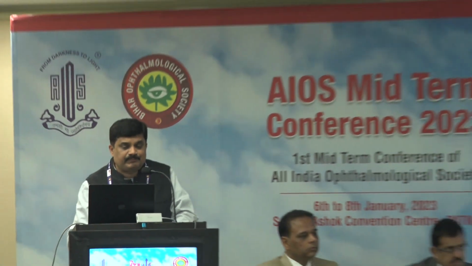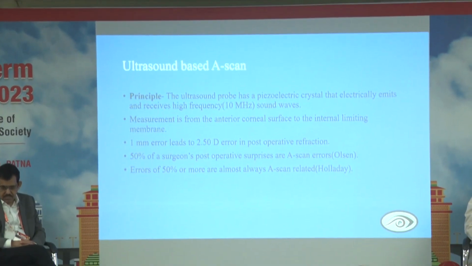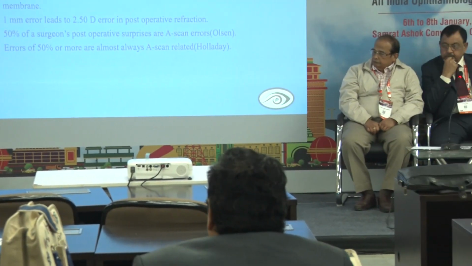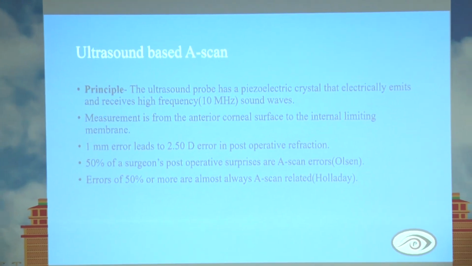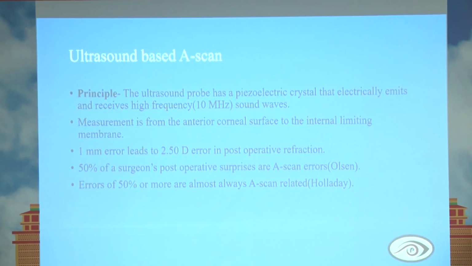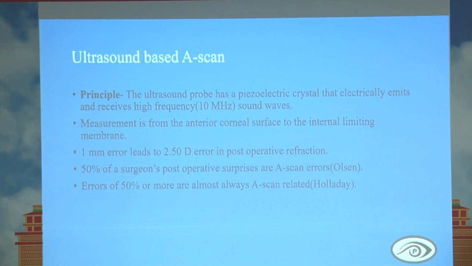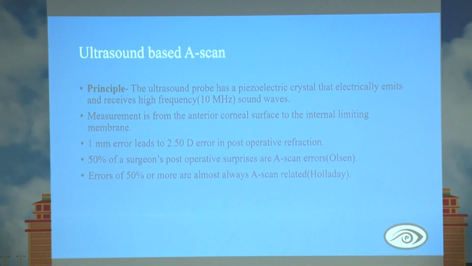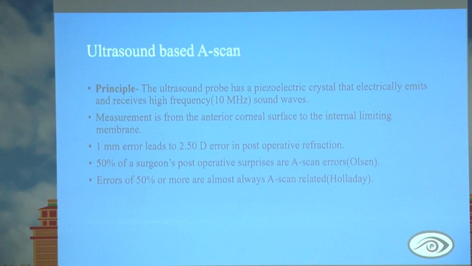So coming to the axial length measurement, there are two types you can measure. One is with optical and one with ultrasound. Coming to the basic principle of ultrasound scan, it has a piezoelectric crystal that electrically emits and receives the high frequency sound wave. Normally, it measures from the anterior corneal surface to the internal limiting membrane of the retina. If you make a 1 mm error, that means almost 2.5 diopters of error in the postoperative refraction.